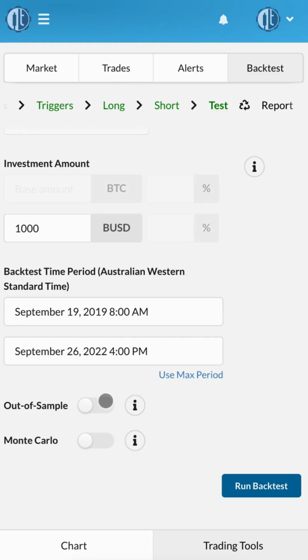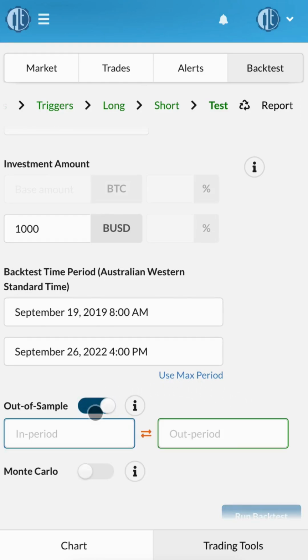The out-of-sample feature will split the data into two portions, the in-period portion that is used for the backtest, and the out-period portion that is used to test for over-optimization following the backtest. By default, the out period follows the in period, but you can switch this around by selecting the orange arrows in the middle. The units here represent a ratio, so inputting a 3 and 1 mean that the data sample will be split so that the in period is 3 times larger than the out period.